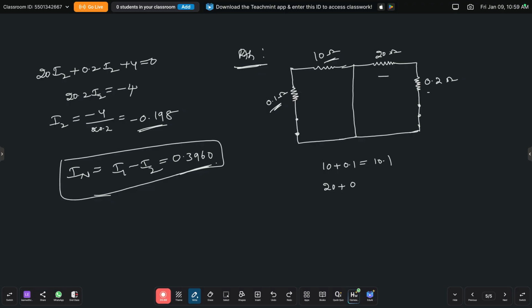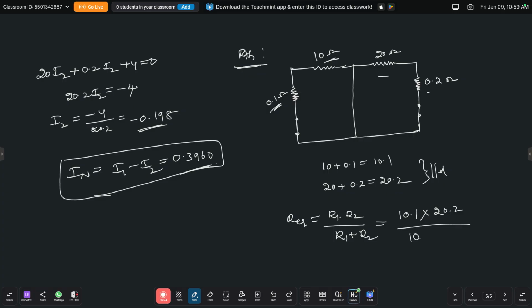So 20 plus 0.2 is equal to 20.2. So these two are again connected in parallel. When two resistors are connected in parallel, what is the formula? R equivalent is equal to R1 into R2 by R1 plus R2. So you just substitute the value of R1, here 10.1, into R2, that is 20.2, by R1 plus R2, 10.1 plus 20.2.